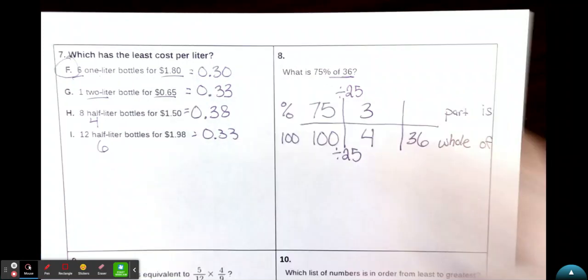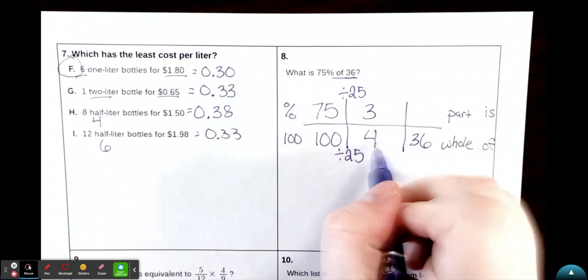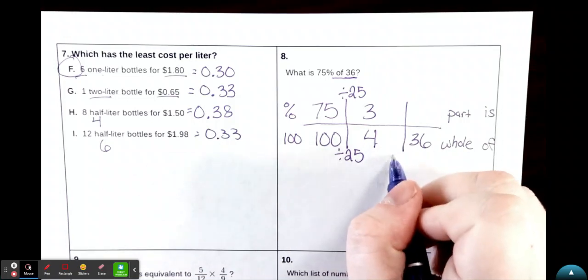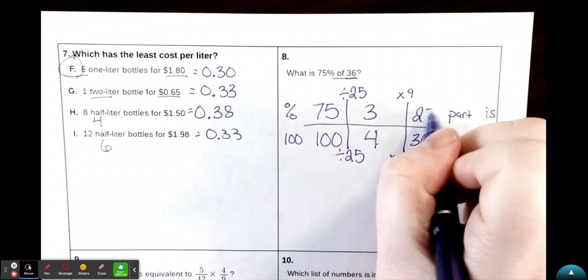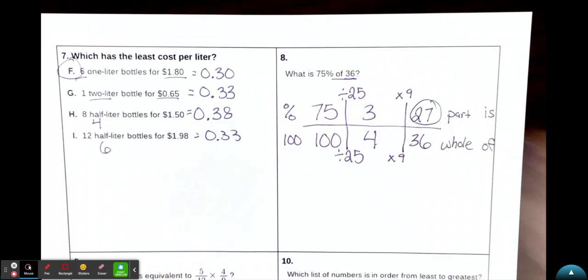Okay, what's 75 divided by 25? 3. All right, how do I get from 4 to 36? Times 9. What is 3 times 9? 27. So what's my answer? 27.